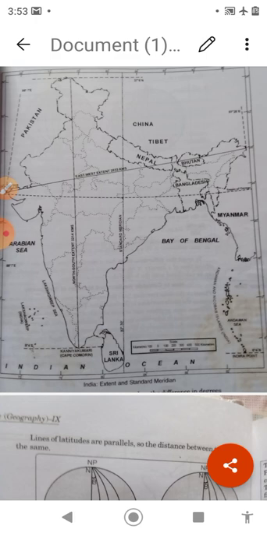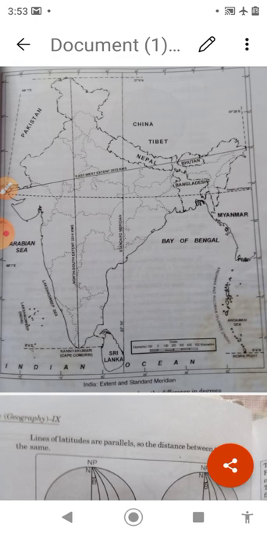Then another question that you will be getting: which states of India have common frontiers with China? That means the states which share a land frontier or land boundary with China. They are Jammu and Kashmir, Himachal Pradesh, Uttaranchal, Sikkim and Arunachal Pradesh.